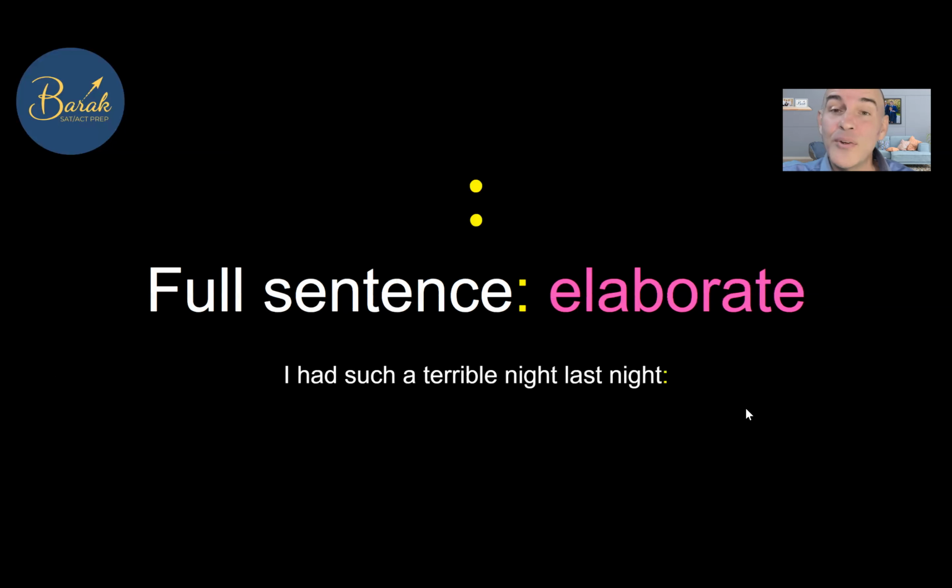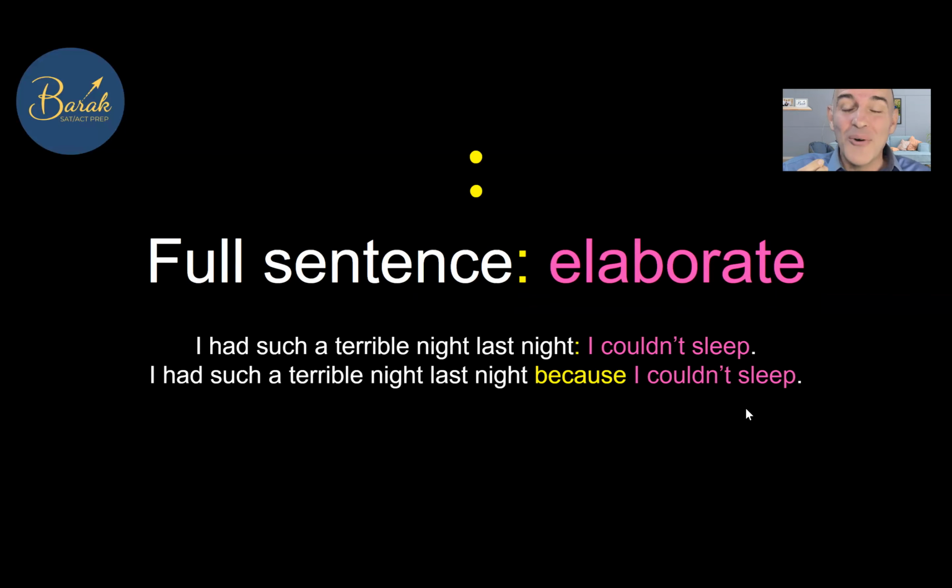All right, here's another example. I had such a terrible night last night, colon. You see how that's a full sentence? Now, how could you finish that sentence? Well, you could say something like, I couldn't sleep. Okay, so that elaborates, what did you mean? It explains more about what did you mean that you couldn't sleep? Well, here's why I couldn't sleep. And that's why you could naturally use a word like because. Okay, I had a terrible night last night because I couldn't sleep, or I had a terrible night last night, colon, or dash, I couldn't sleep, but you cannot use both. All right, you have to choose one or the other to construct this sentence.